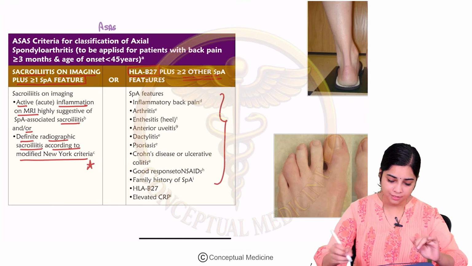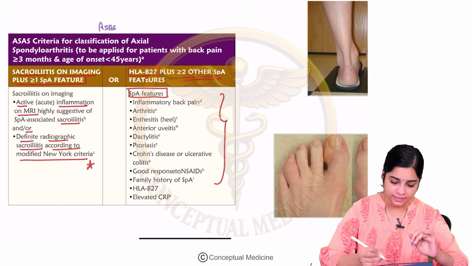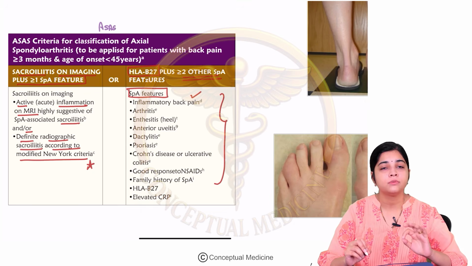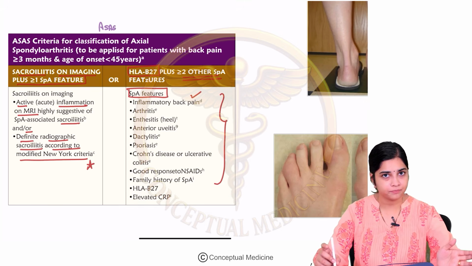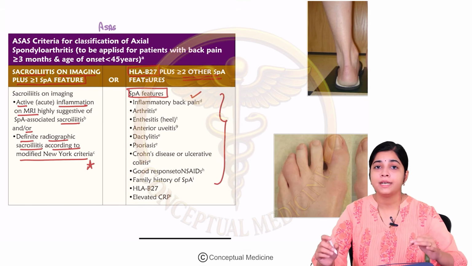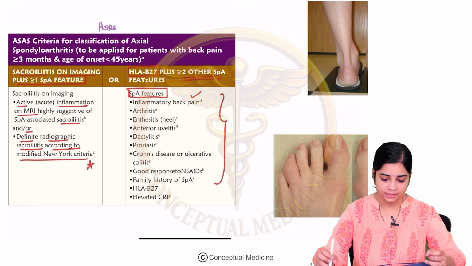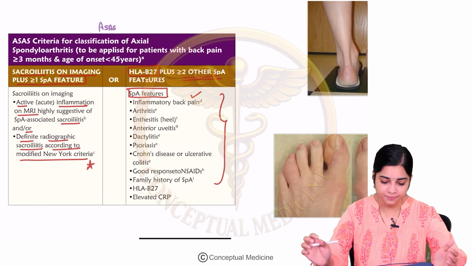So what are those SpA features? This is what we are looking at. Definitely an inflammatory back pain. So if a patient presents to you with inflammatory back pain and sacroiliitis, you can classify him as radiographic SpA. But if he has only inflammatory back pain and the X-ray is not showing anything, then you do an HLA-B27, and you require one other criterion. Got it? This is what it means.